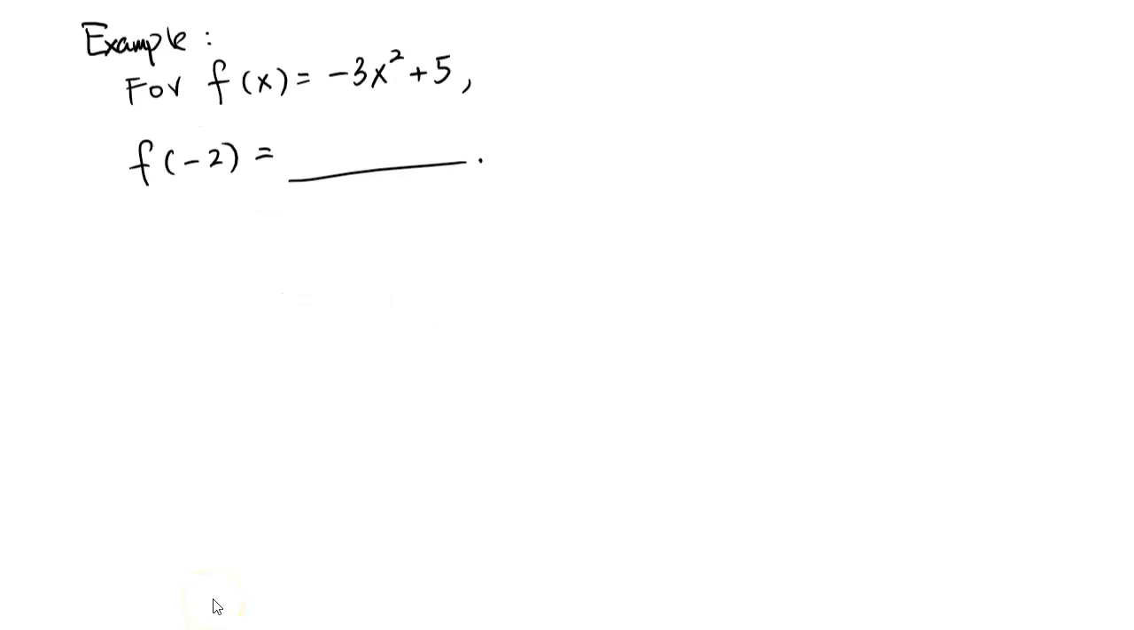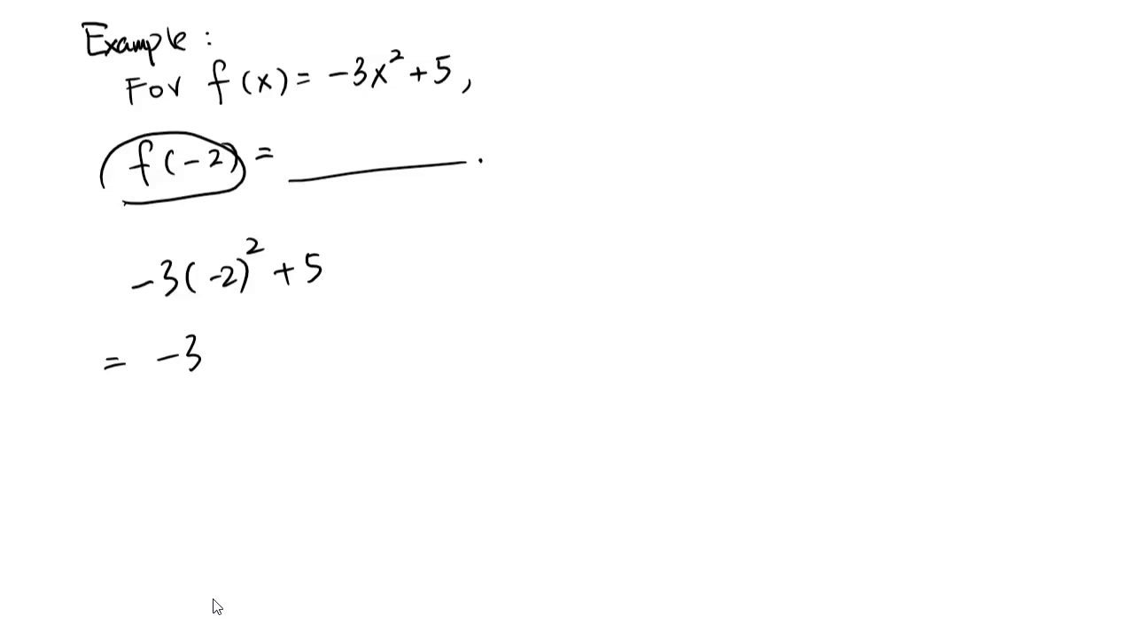Say we're given this problem. For f of x equals negative 3x squared plus 5, what is f of negative 2? Here we're looking for the y value when x is equal to negative 2. That's what this is. So when x is equal to negative 2, you have to plug in negative 2 for x. You have negative 3 times negative 2 squared plus 5.